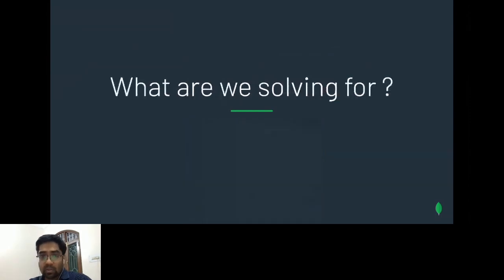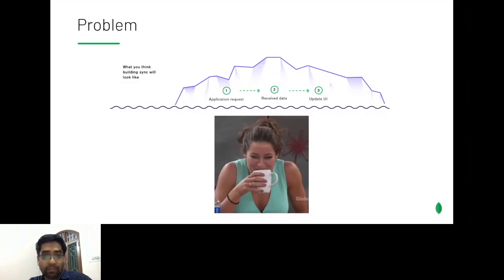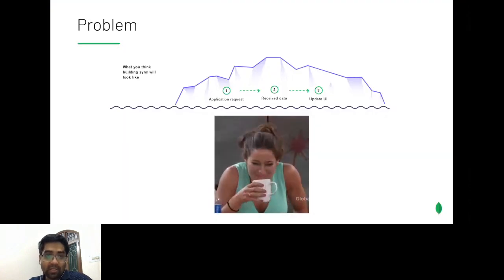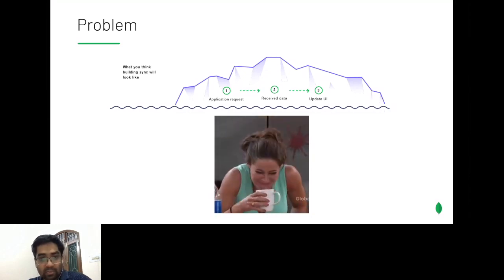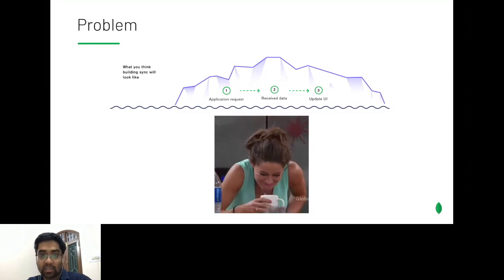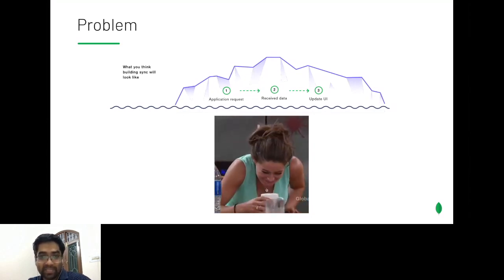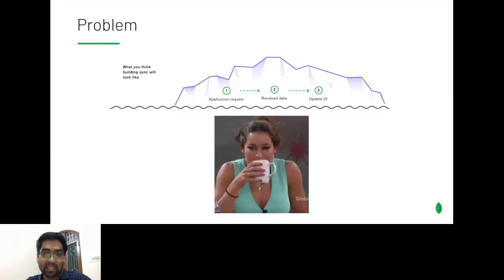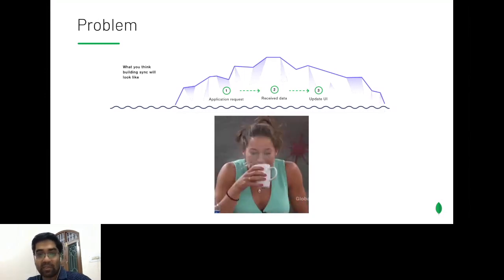So what are we solving for? First, let's try to understand the problem statement. This is the problem statement which I'm trying to talk about. A very simple one. An application requests data. It receives the data, and then the data is shown on the UI, right? It's a very complex problem, correct? But don't underestimate this. I'll let you know what is the other half of it.